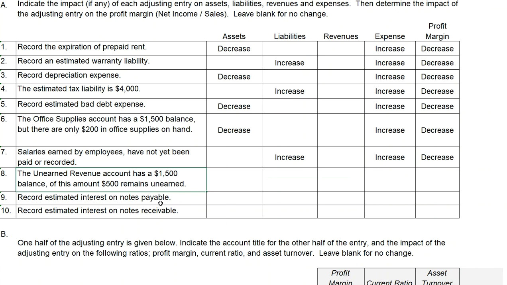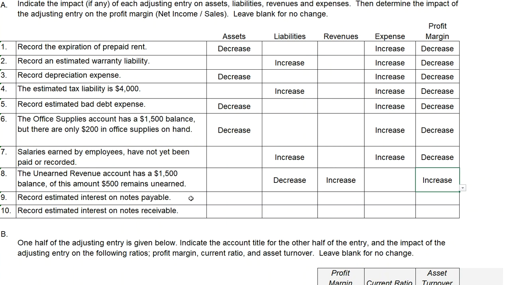Unearned revenue. Our account shows that we have a balance of $1,500. So in other words, we owe our customers $1,500 in service. But in reality, only $500 remains unearned. So we have to reduce our liabilities, and in this case, record an increase in revenues. And again, that increase in revenues will cause net income to go up, which makes our profit margin increase, and that will have increased retained earnings, keeping our balance sheet in balance.